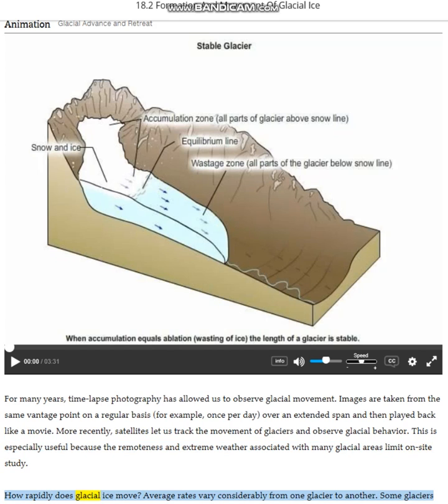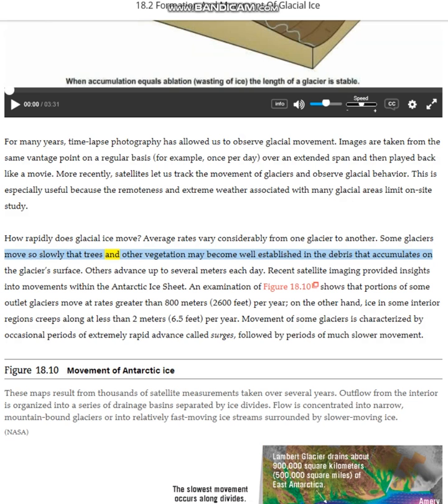How rapidly does glacial ice move? Average rates vary considerably from one glacier to another. Some glaciers move so slowly that trees and other vegetation may become well established in the debris that accumulates on the glacier's surface. Others advance up to several meters each day.